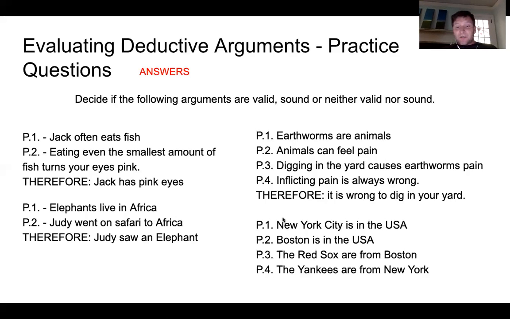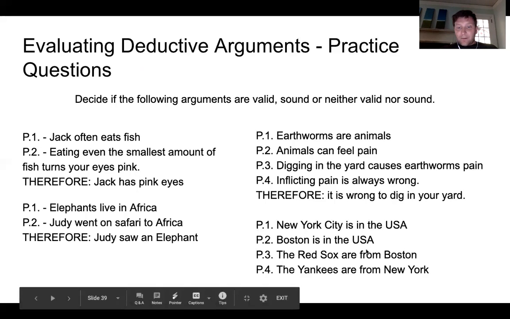And lastly, showing off my excellent knowledge of American sports, premise 1, New York City is in the USA. Premise 2, Boston is in the USA. Premise 3, the Red Sox are from Boston. And premise 4, the Yankees are from New York. Okay. Wait a sec, there's something missing in this one.